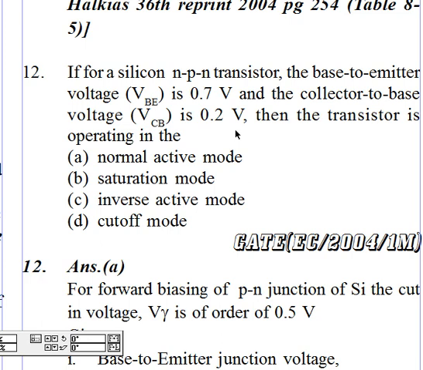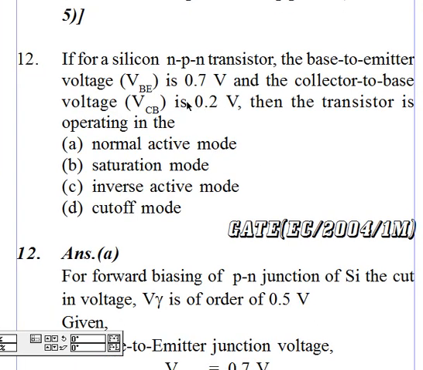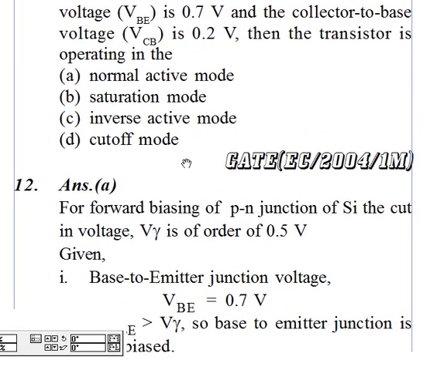For a silicon NPN transistor, the base to emitter voltage VBE is 0.7 and the collector to base voltage is 0.2, then the transistor is operating in normal active mode. Why? Because if both junctions were forward biased, then it should have been 0.7. So it is not 0.7. So it is not in cutoff, it is in active. This is saturation, that is normal active.